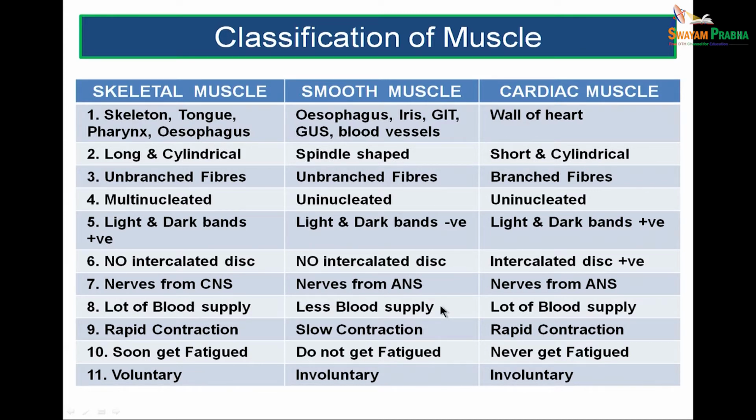Blood supply is less in the smooth muscle and more in the other two types. Contractions are rapid in skeletal, slow in smooth and rapid again in cardiac. Cardiac muscle never gets fatigued because it lies in the heart, whereas smooth muscle gets fatigued very late, whereas skeletal muscle gets fatigued immediately. Skeletal muscle is also voluntary, whereas the other two types are involuntary.